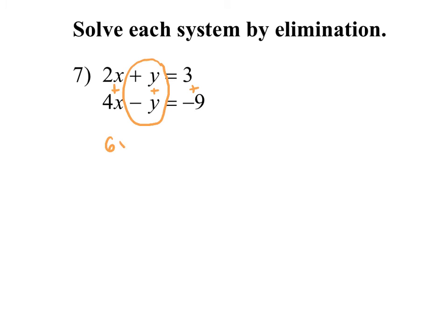6x. What happens to our y's? They cancel out. Perfect. And then what's 3 minus 9? -6. So now how do we solve for x? Divide by 6. So what's x equal to? -1. So we got x. How do we find y?